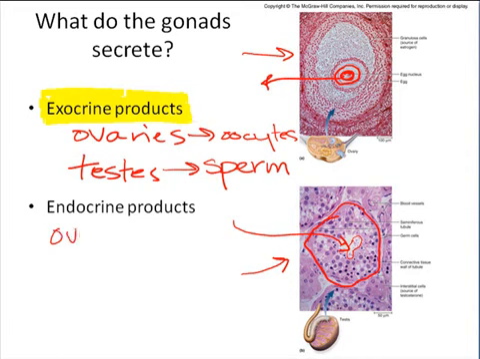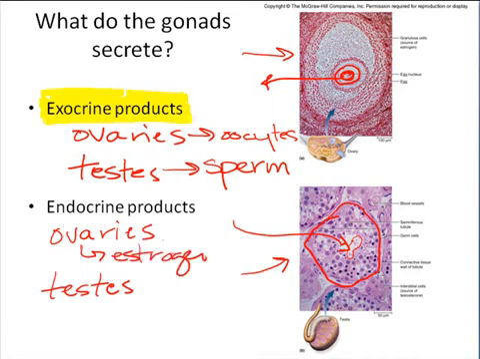Now, of course, both the ovaries and the testes also are known to manufacture sex hormones. The ovaries manufacture estrogen, as just an example. The testes manufacture testosterone, as just an example. Both of these also manufacture other hormones as well. I'm just picking one to use as an example.